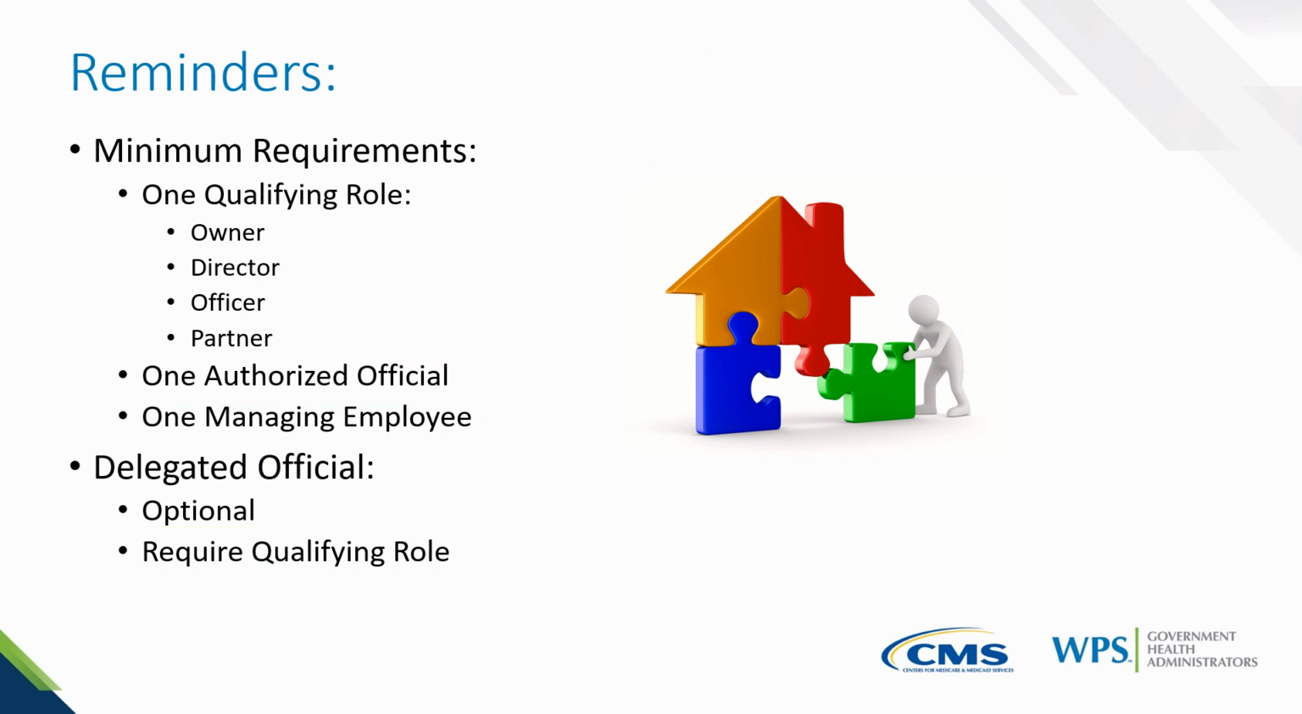Finally, here are a few ownership reporting reminders. You must report all individuals with the qualifying roles shown here. In addition, you must identify individuals with authorized official and managing employee roles on the CMS 855 application. If reporting a delegated official for future changes and updates to the enrollment record, they must also have a qualifying role.